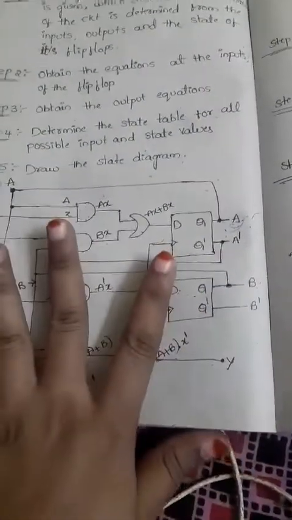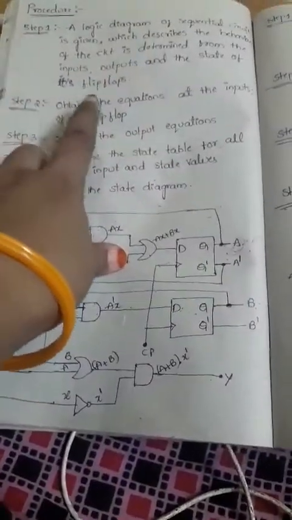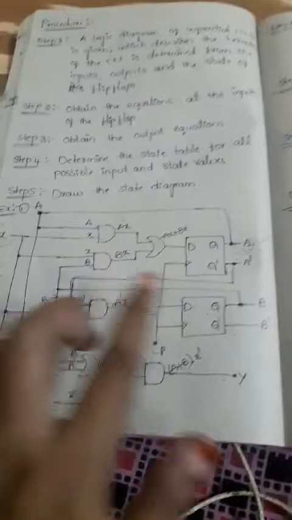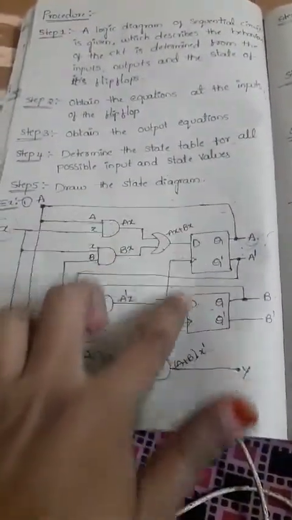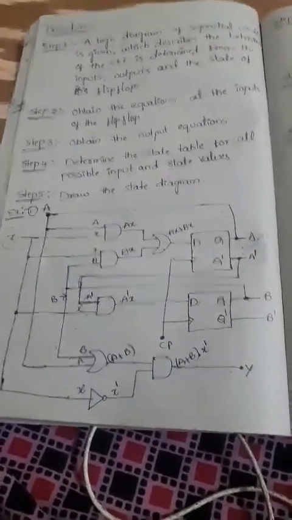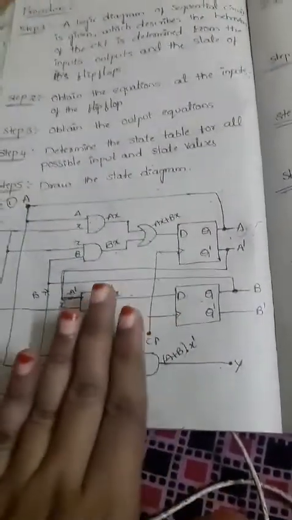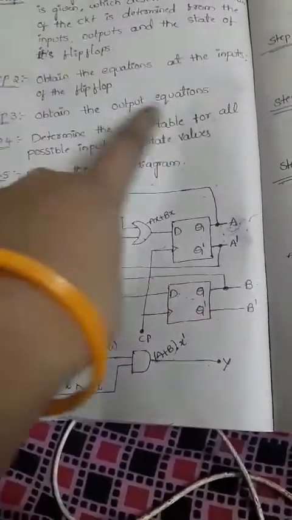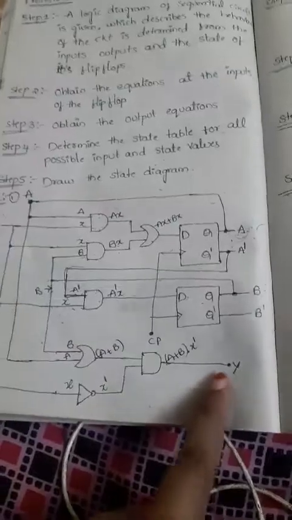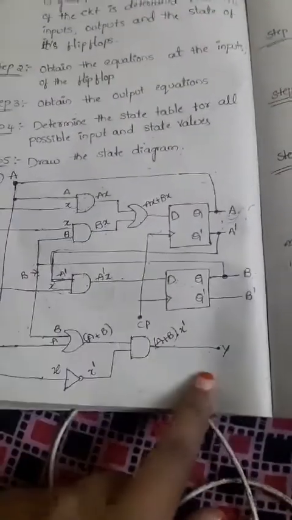After verifying that the logic circuit is a sequential circuit, we go to the second step, finding the input equations of the flip-flops. Whatever combinational gates you have connected before the flip-flops, first you should find out their results. Those results we call input equations. After that we go to the third step, output equations. Verify how many outputs you have, without counting the flip-flops.